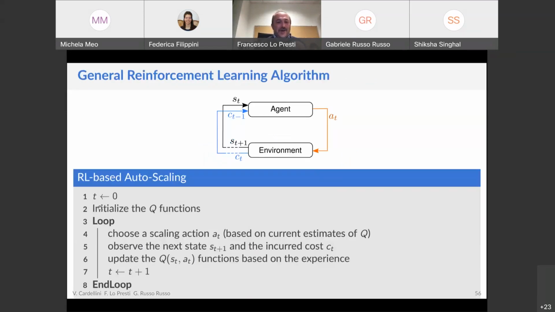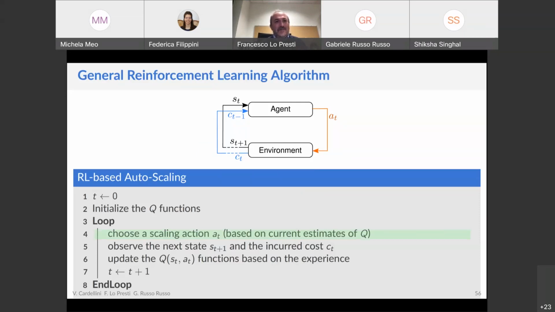So I initialize the Q function, and then since the system is already running, I don't have time to learn without doing. I choose a scaling action based on what I already know about my system, and we assume that what we know are the estimates of the Q function. Then I observe what happened, I observe the cost I pay, I observe the next state, and update my Q function accordingly, and then I see what happens on the next iteration. So I learn little by little by running the system. From now on, we will use color coding for the different parts to see what changes between the different algorithms.